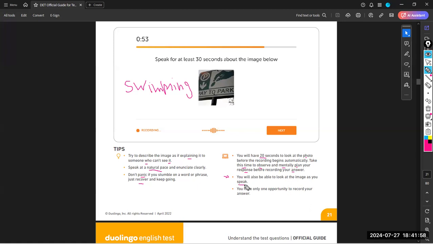Absolutely. As you speak, the picture is going to be shown next to you just to take a look and gather the information. So you can keep looking at the picture while speaking. You have only one opportunity to record yourself. So please, there is no second chance if you want to try again. So the moment you press record, please be careful because again, there isn't going to be any second chance.